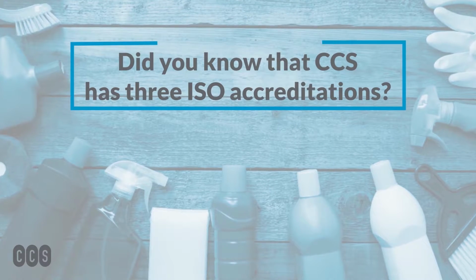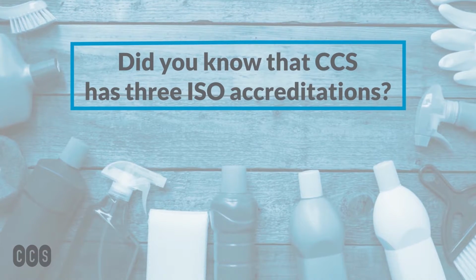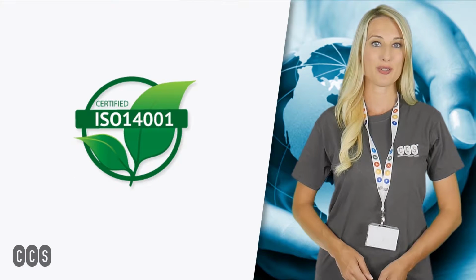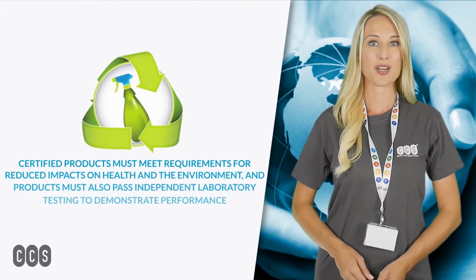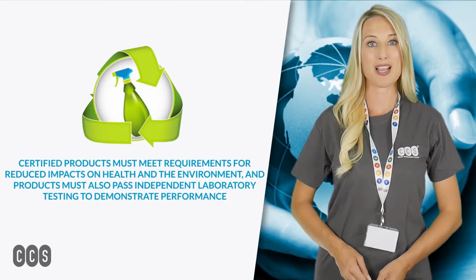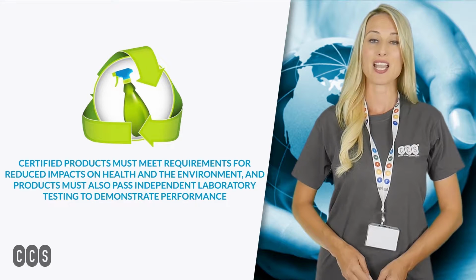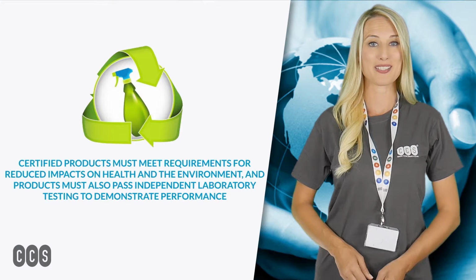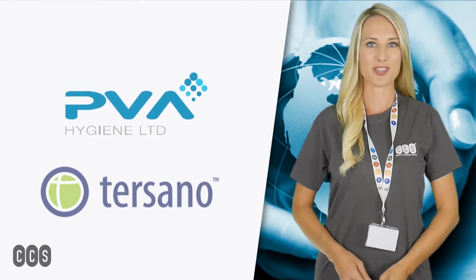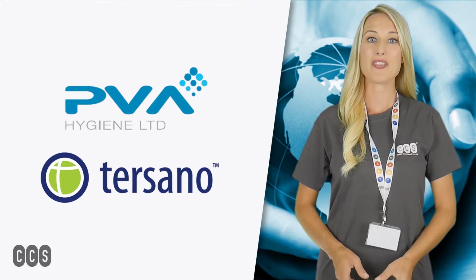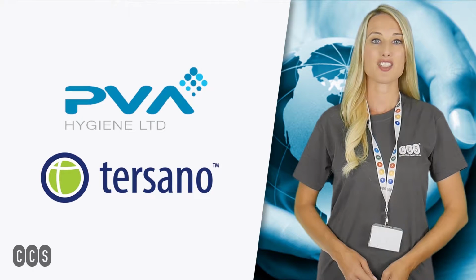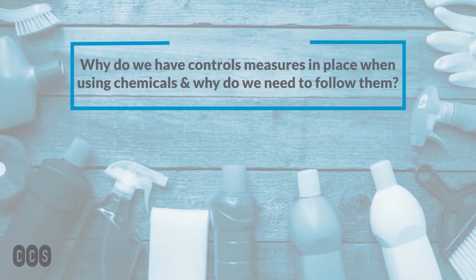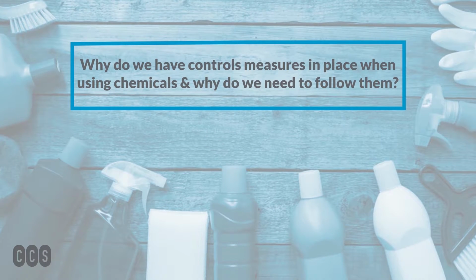Did you know that CCS has 3 ISO accreditations? One for environmental, which is called ISO 14001. Certified products must meet requirements for reduced impacts on health and the environment, and products must also pass independent laboratory testing to demonstrate performance. CCS are actively trying to reduce our impacts on the environment, and this is done by introducing products such as PVA Hygiene and Tersano.